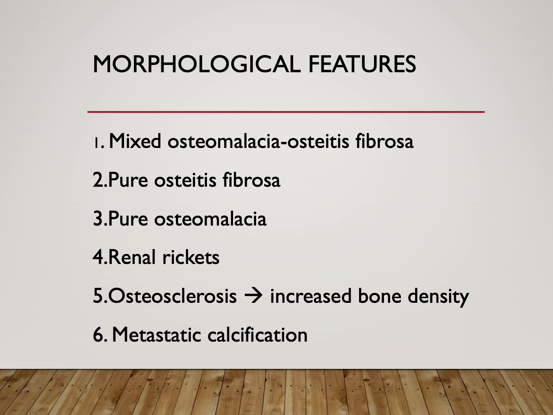What do you mean by osteosclerosis? Sclerosis by the term itself means thickened or thickening. Osteo means bone. So osteosclerosis means increased bone thickness or increased bone density. Then sixth one is metastatic calcification. I have already told you about the calcium phosphorus product in renal patients, especially if it is more than 70, that will lead to metastatic calcification. So these are the main six morphological features. Thank you.